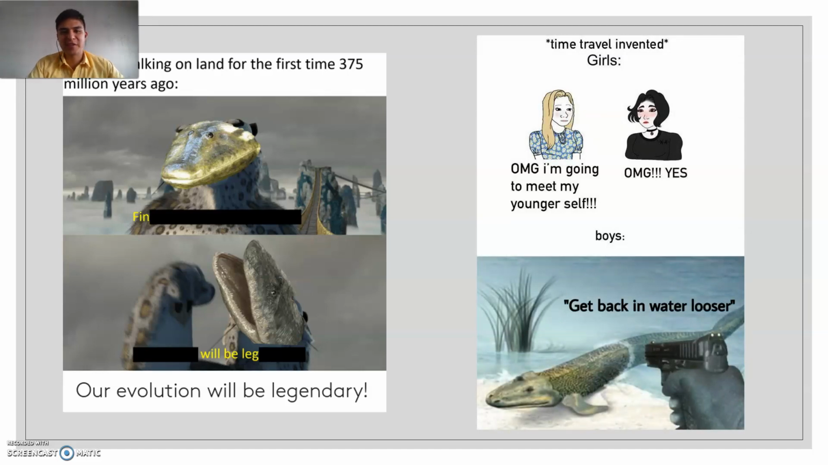And this is another good one. Time travel invented. Girls: oh my god, I'm going to meet my younger self. Boys: get back in water, loser. Like, we don't want to study and work nowadays, so Tiktaalik, please go back to water. Right, let's see, we have some more right here. Atheists be like, this is my dad. Yeah, because technically, if we think about evolution, and going back to what I was telling you before, all species came from a fish or from fish-like specimens. So technically, this will kind of be our forerunner if we are talking merely about evolution.